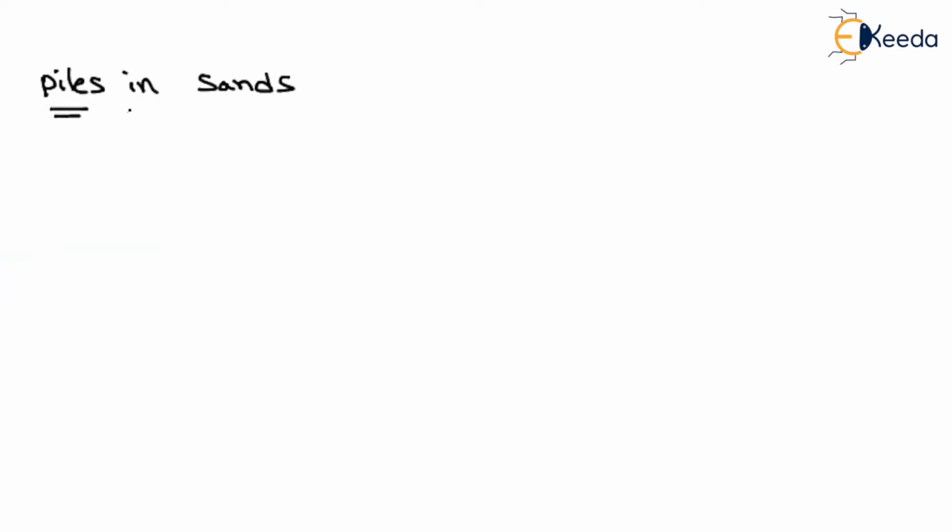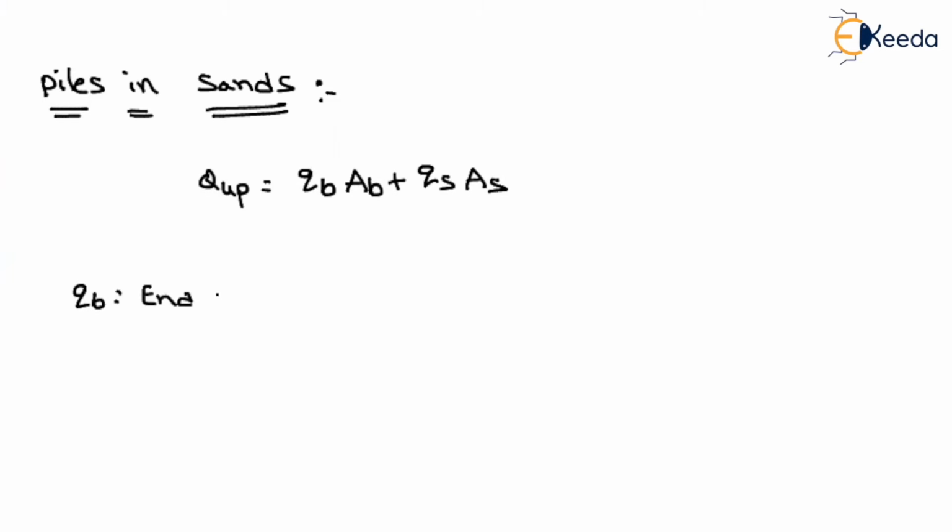If you recall how to find the capacity of a pile, that will be the summation of end bearing resistance plus frictional resistance. So that can be found by using QB into AB plus QS into AS. As of now, you already know how to find the end bearing area AB and also the surface area AS. Now we will see how to find the QB and QS. What is meant by QB? QB is nothing but the end bearing resistance.